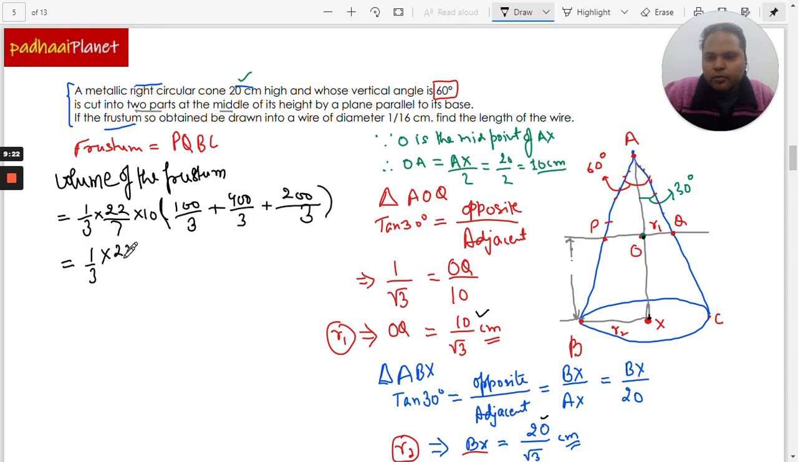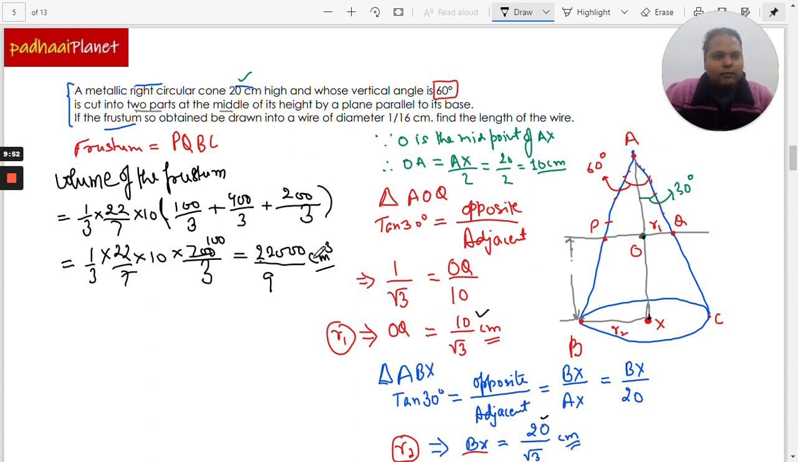So let's start simplifying it, and this is coming to 700, and 1 over 3 multiplied by 22 by 7 into 10 multiplied by 700 divided by 3, right? So this is 700, and this is 22,000 divided by 9. 22,000 divided by 9, and this is cubic centimeter.